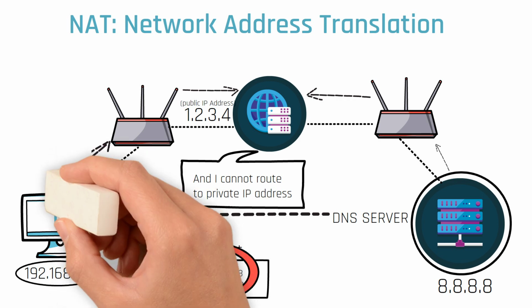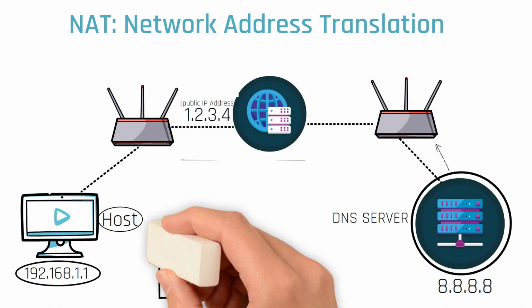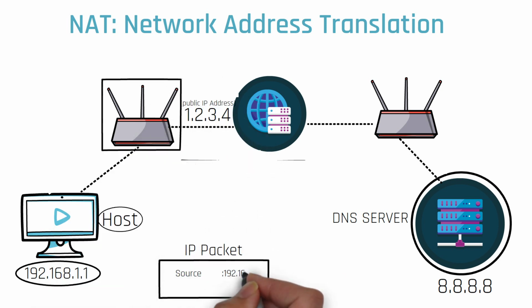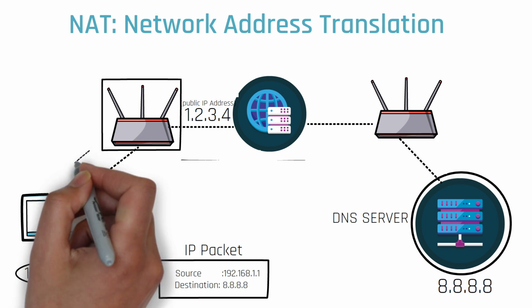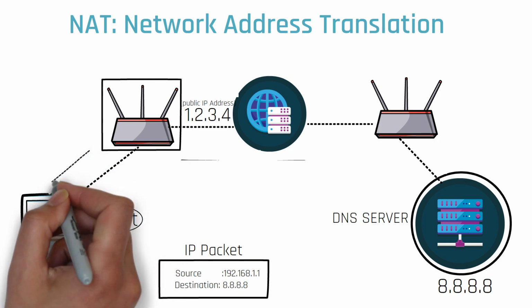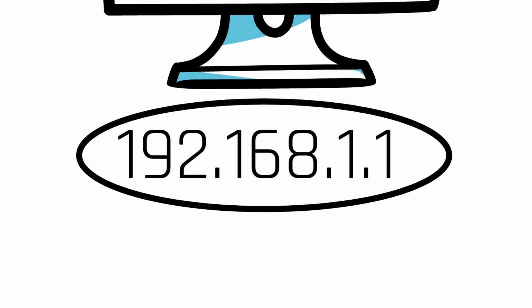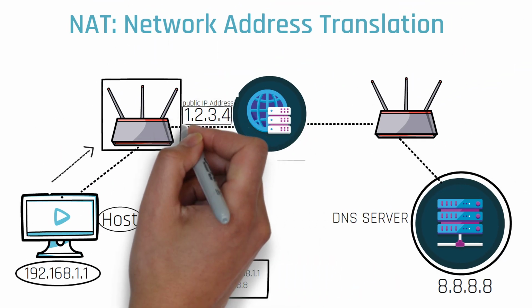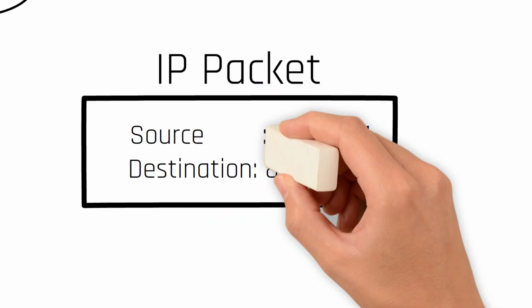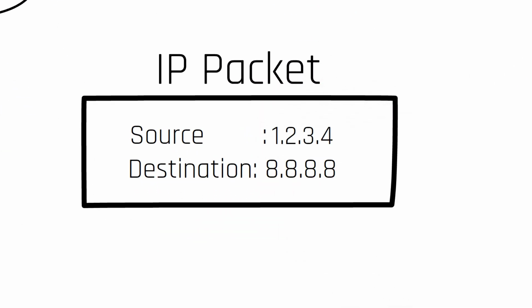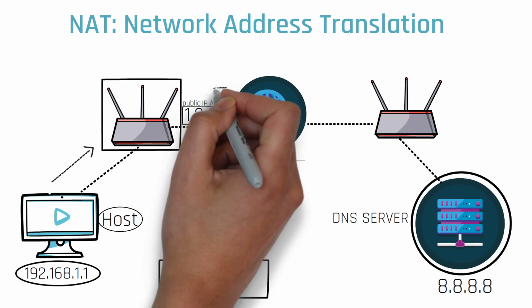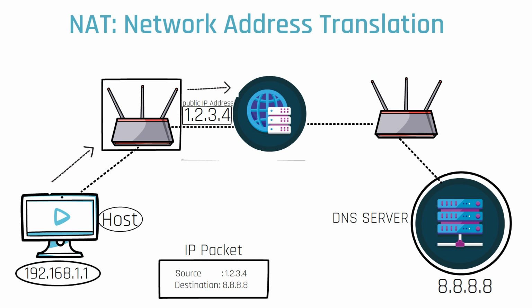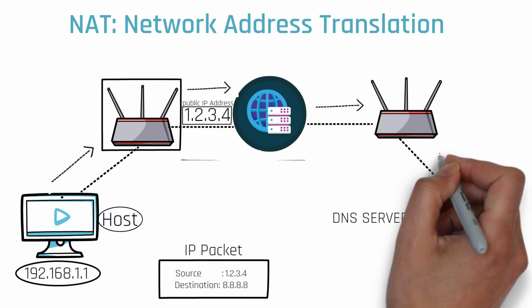This is where network address translation comes into play. So we have to enable it in the home router, and once we enable network address translation, our host will still create the same IP packet and forward it to the router. Then the router will translate the source IP address to the public IP address that was received from the ISP. So the IP packet will now look like this. Now the changed IP packet will be forwarded to the ISP, and then to the router on the other side, and finally to the DNS server.